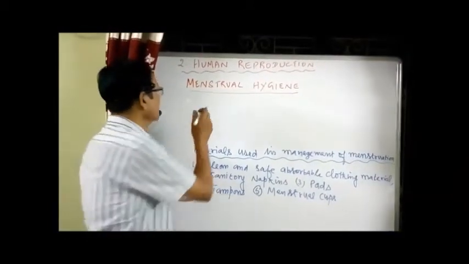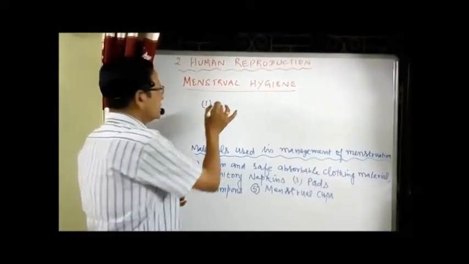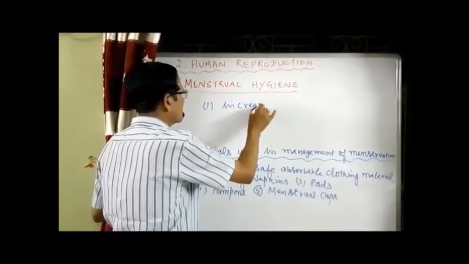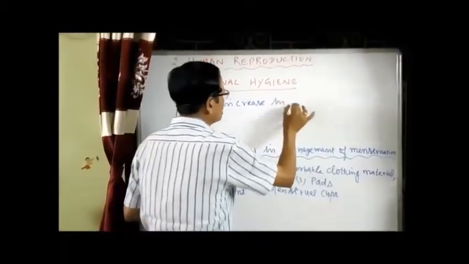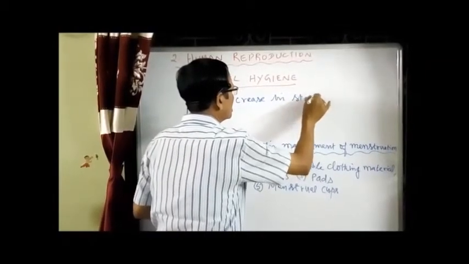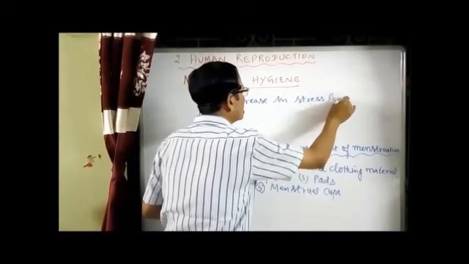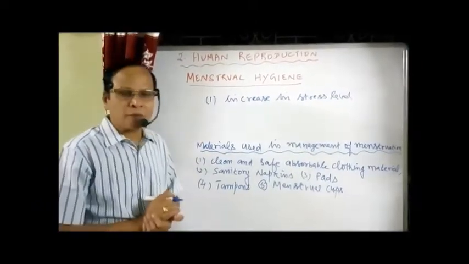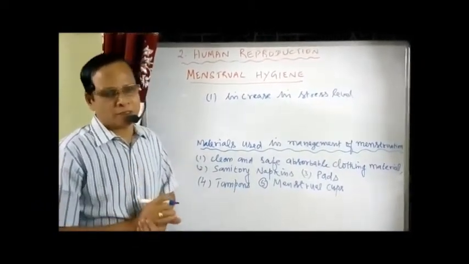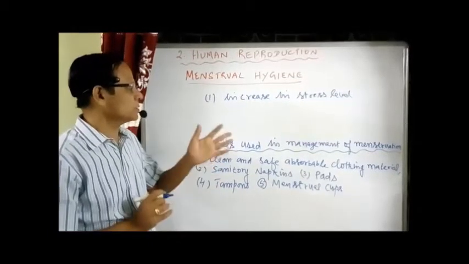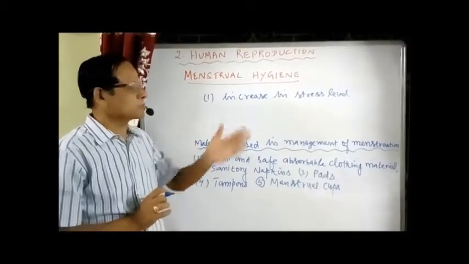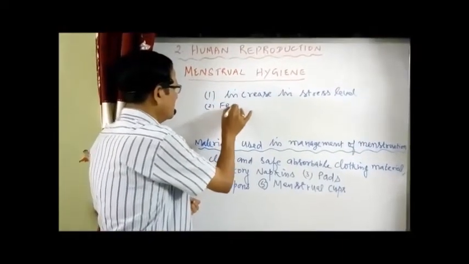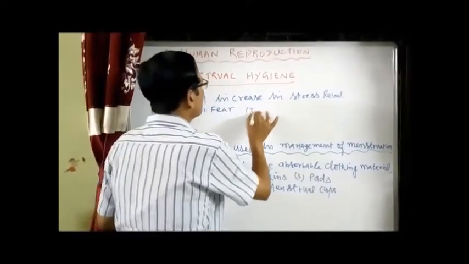Number one, increase in stress level. The stress level of females increases. So I am telling about the impact of poor menstrual hygiene on girls. Number one, increase in stress level. Then number two, fear. Number three, embarrassment.